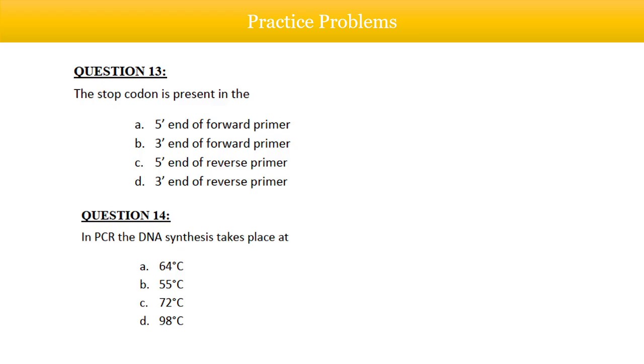For question 14, it says the PCR DNA synthesis. So DNA synthesis takes place at the extension stage, where the thermostable DNA polymerase is highly active. That is at 72 degrees, because that's the temperature where the DNA polymerase is usually very active.